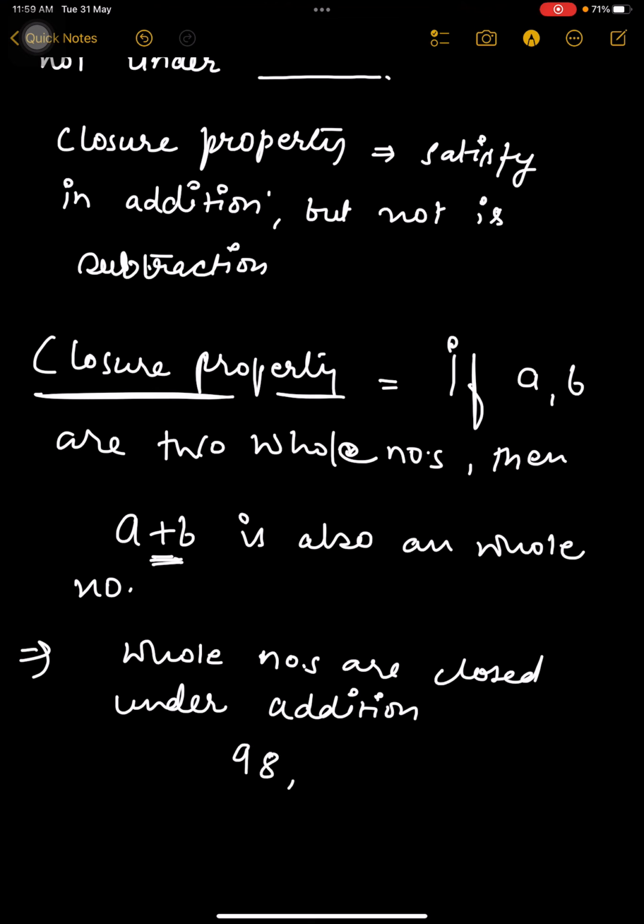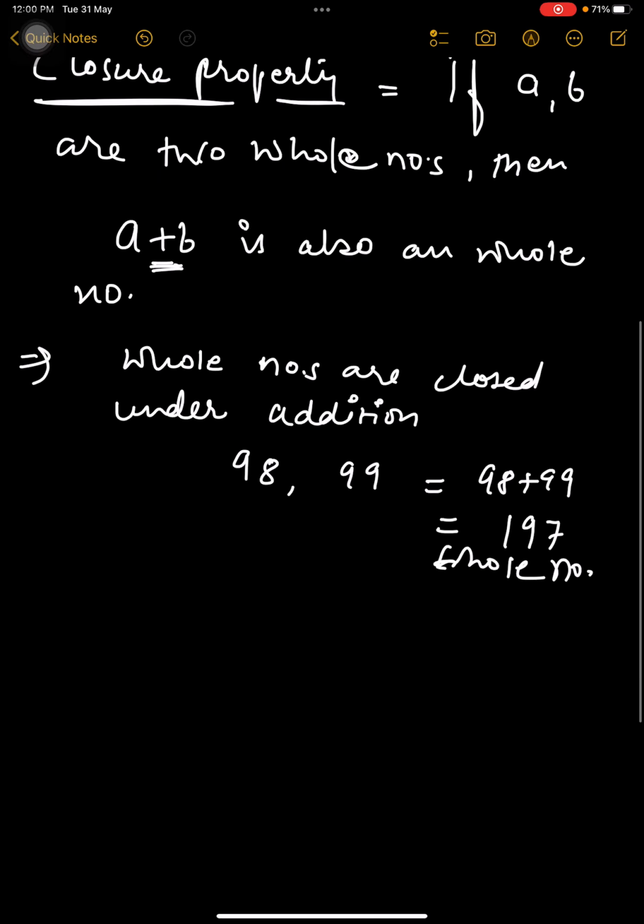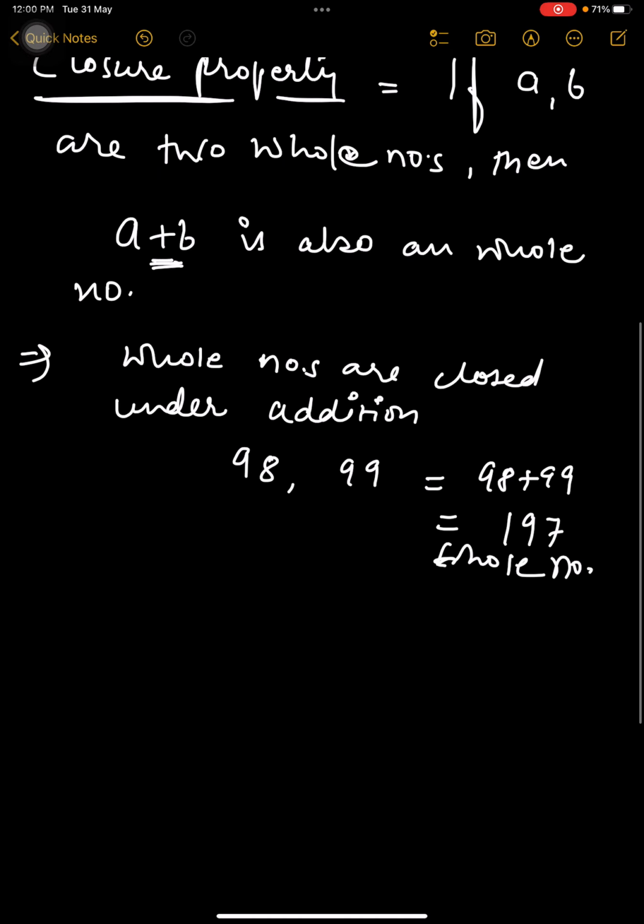You can take any example, any whole number you can take. Suppose 98 and 99, and if I take their addition, 98 plus 99 will be 197, which is a whole number, right? So closure property is satisfied under addition. But if we take subtraction, it is not always closed under whole numbers.